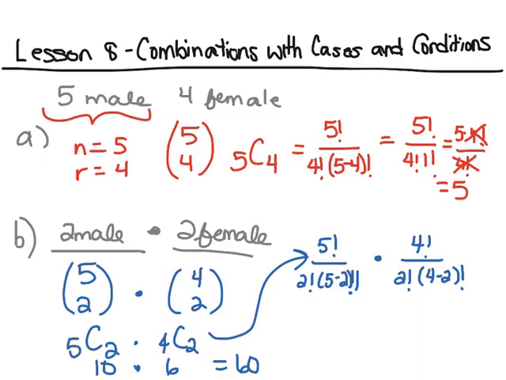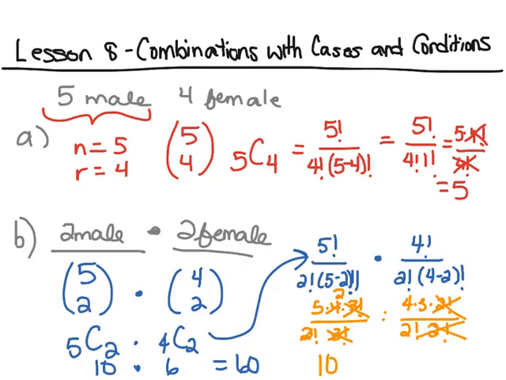This each simplifies one at a time to be 5 times 4 times 3 factorial divided by 2 factorial times 3 factorial. The 3 factorials cancel. 4 divided by 2 is 2, so we have 5 times 2, which is 10. This turns into 4 times 3 times 2 factorial divided by 2 factorial times 2 factorial. The 2 factorials cancel. 4 divided by 2 is 2, and 2 times 3 is 6. And we already know that 10 times 6 is 60. So either way gets you to the answer.